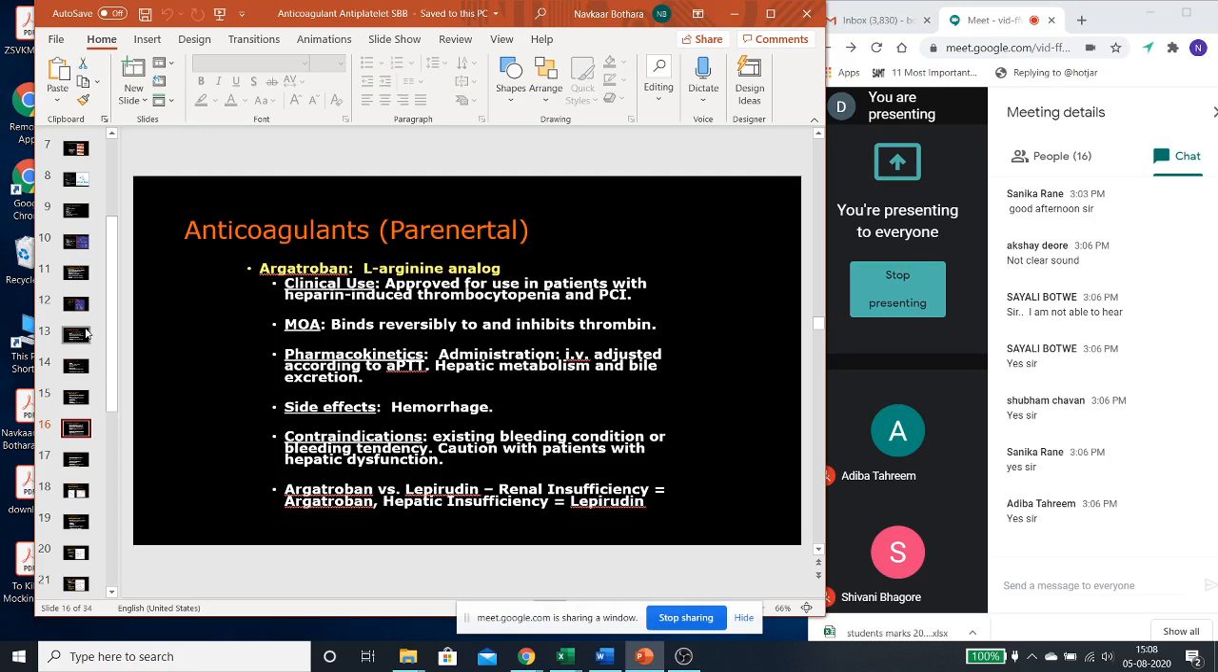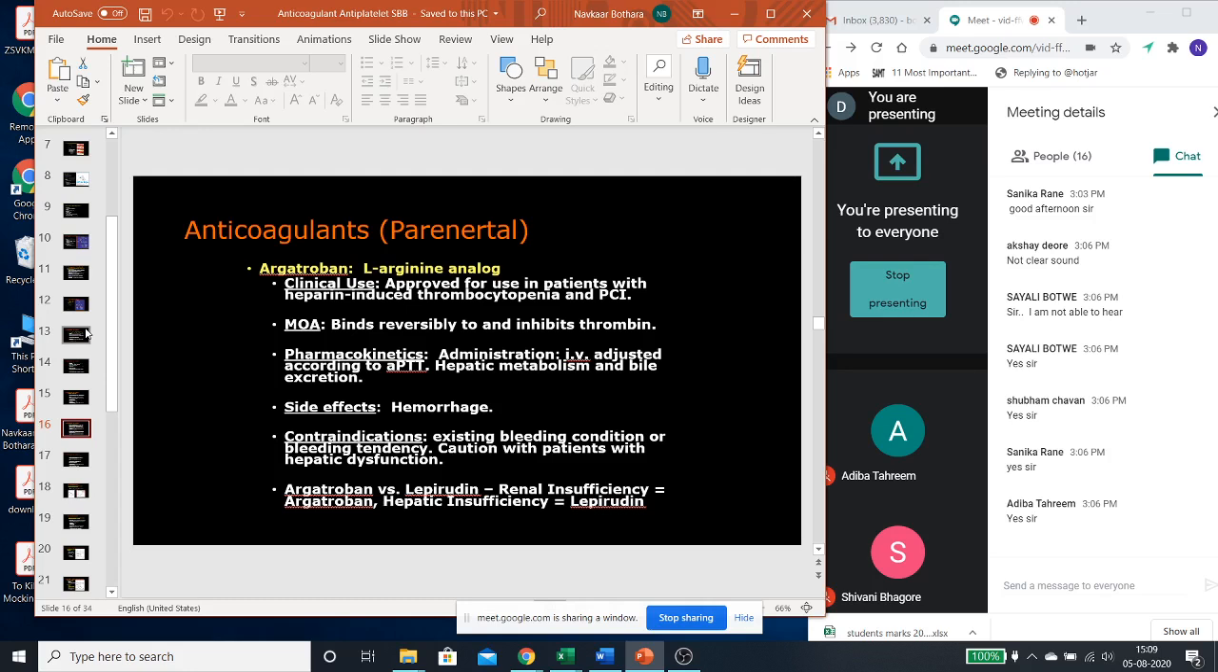Side effects: in the earlier class I already told you, all of these drugs have a very common adverse effect, which is hemorrhage when it is not controlled. If you remember, either APTT or INR is very important and has to be measured continuously or very frequently to avoid these problems. So, these agents have the adverse effect of hemorrhage. Then contraindication in existing bleeding conditions or bleeding tendencies, and caution in patients with hepatic dysfunction.